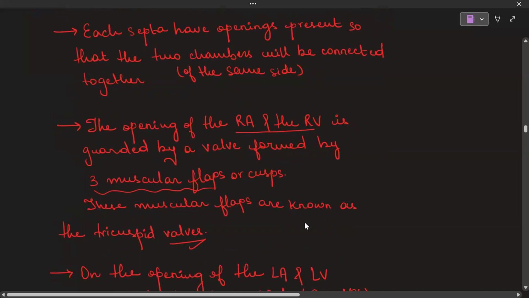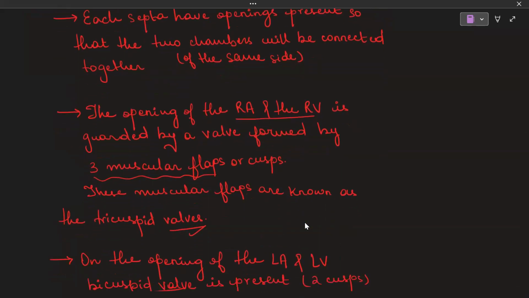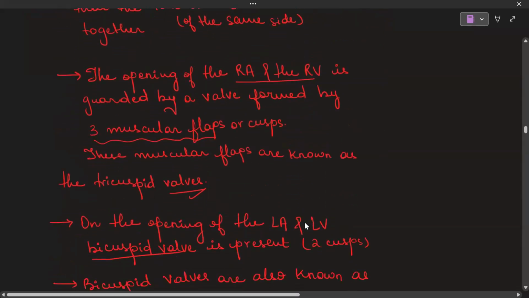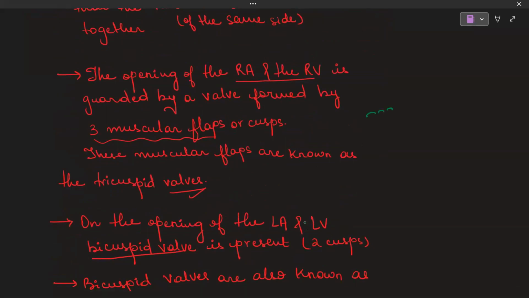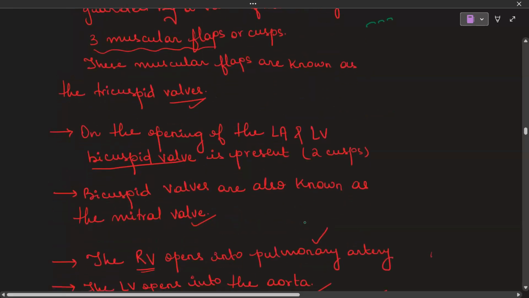A valve is sort of like a tiny security gate. It is guarded by a valve formed by three muscular flaps or cusps. These muscular flaps are known as tricuspid valves because three of them are there. So, tricuspid valve. Now this was for the right auricle and right ventricle.